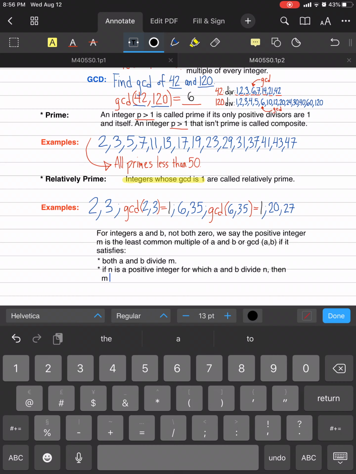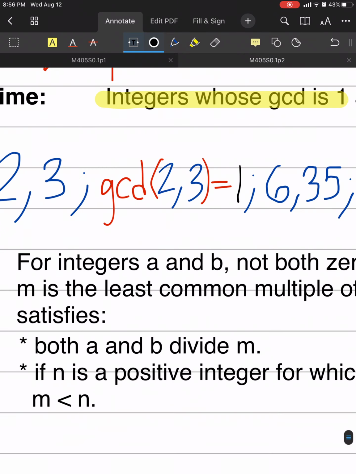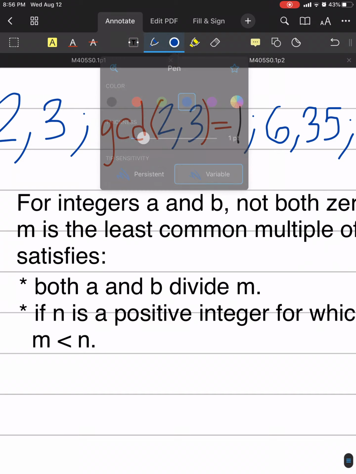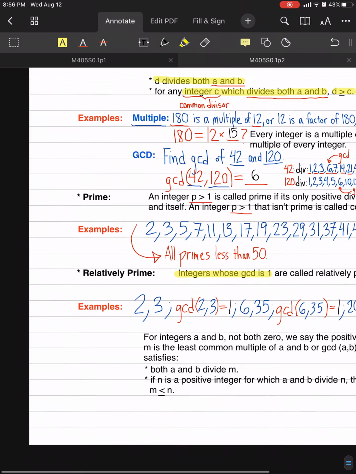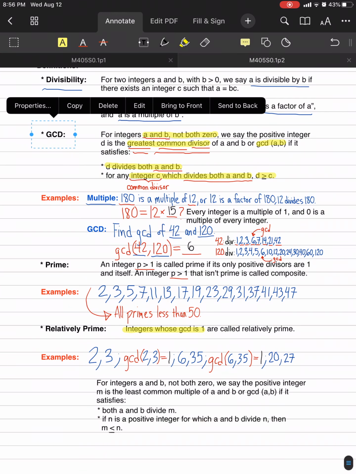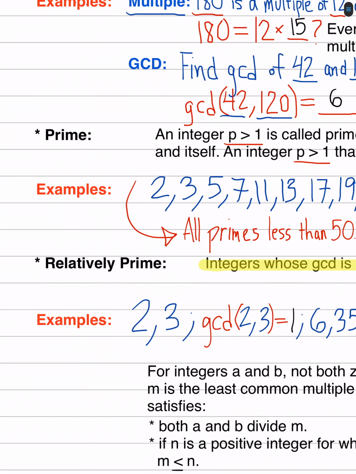M should be less than or equal to N. All right, let me put in the equal to here because I have to do that by hand, because they wouldn't spring for that symbol when they were doing this. Okay, so let's do that down here.